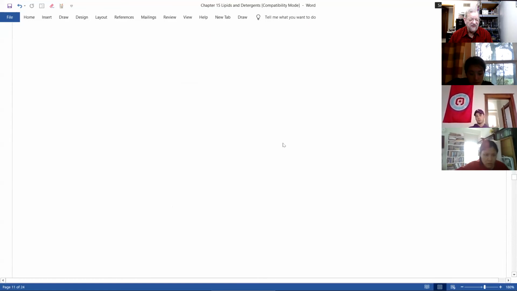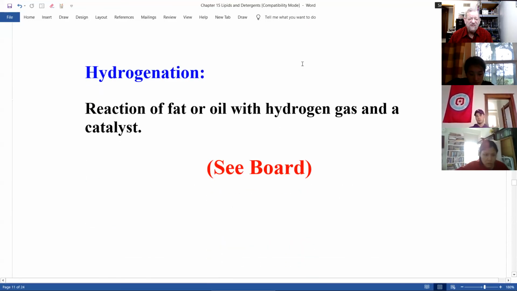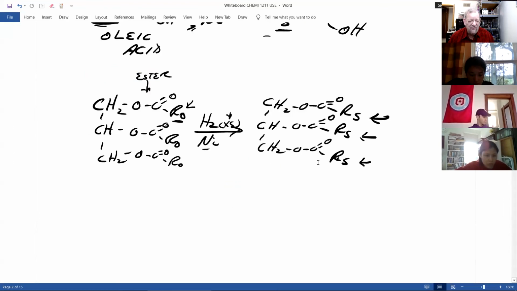Already did saponification. And that's hydrogenation of a fat or oil with hydrogen gas and a catalyst, which we just did. Now, why would somebody want to do this? Good question. Well, this is a liquid. Think of corn oil, vegetable oil. When you hydrogenate a fat or oil, you'll get a solid or semi-solid.